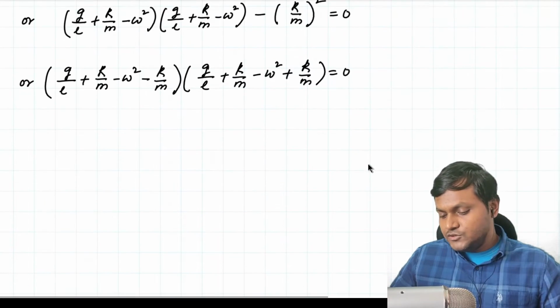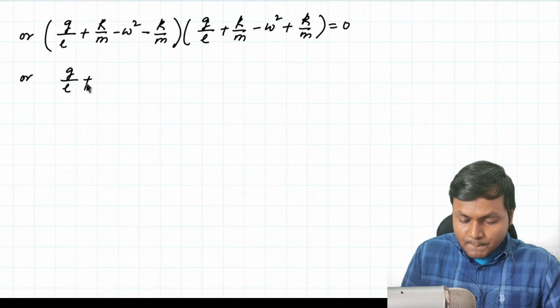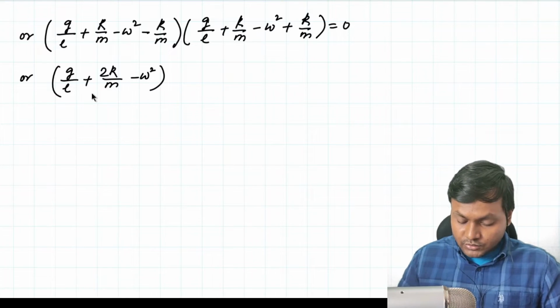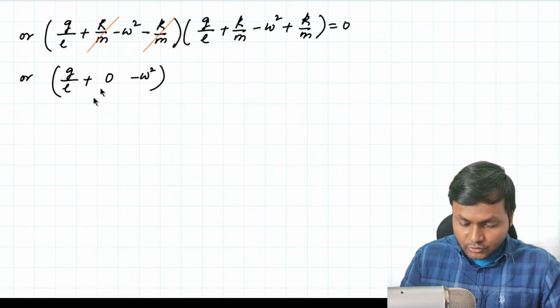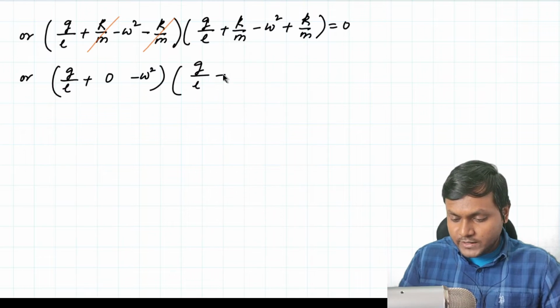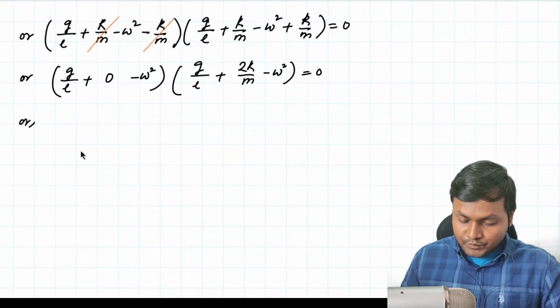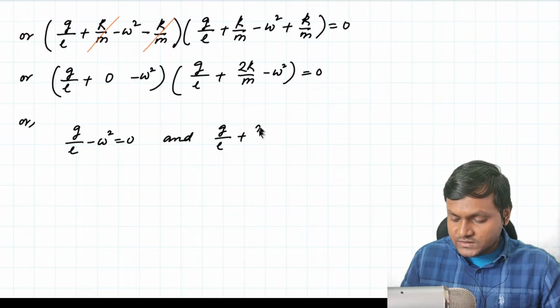So from here I'll get two solutions, as you can guess. So this is g upon L plus 2k upon m minus omega square. Sorry, no, this is not plus 2k upon m. This gets cancelled, right? In the first expression, these two get cancelled. So this is 0. And in the second term, you have g upon L plus 2k upon m minus omega square is equal to 0. So finally, you end up getting the solution g upon L minus omega square is equal to 0 and g upon L plus 2k upon m minus omega square is equal to 0.